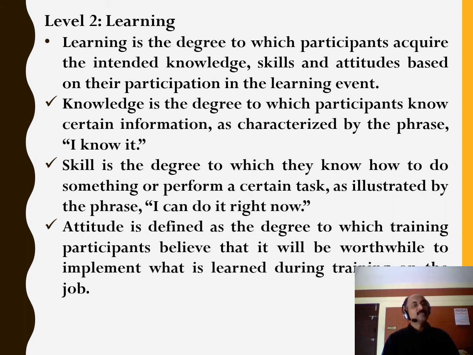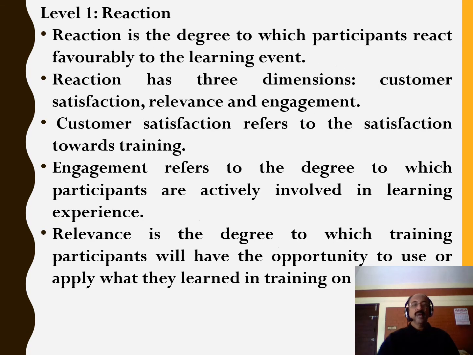That is basically the phrase that comes out of the person who knows how to perform it, and that is called a skill. And attitude. Attitude says, "I would like to implement it." Now nobody has to tell him, but he says that I would like to implement it. That is called attitude. So level 2 in the Kirkpatrick model of training evaluation talks about learning, and learning is actually identifying the KSA: knowledge, skill and attitude. And level 1 of the training is reaction.